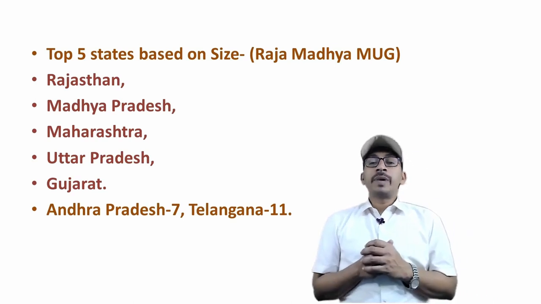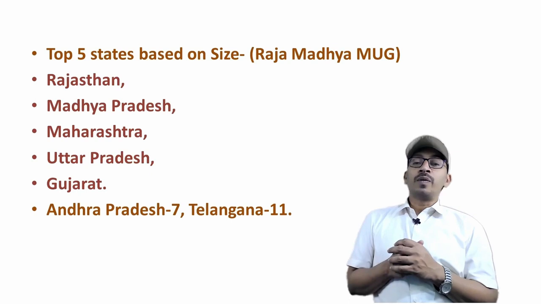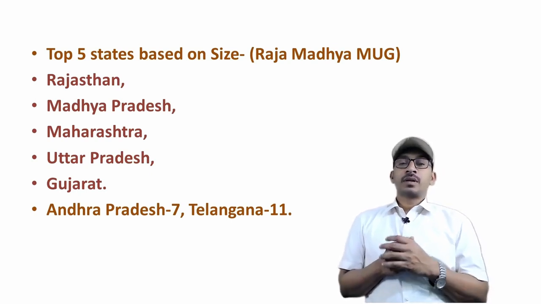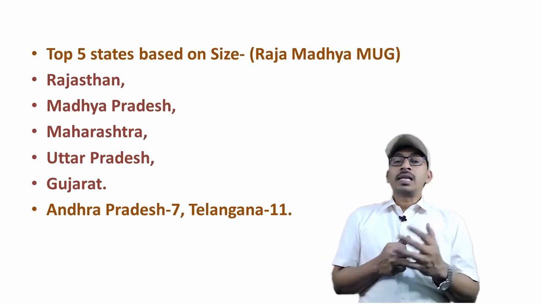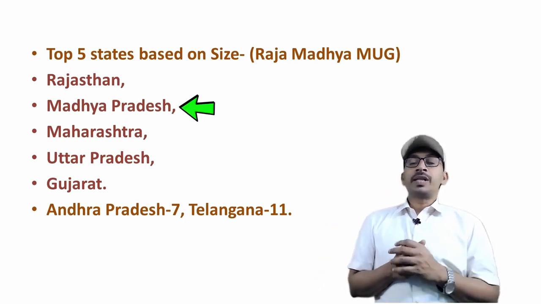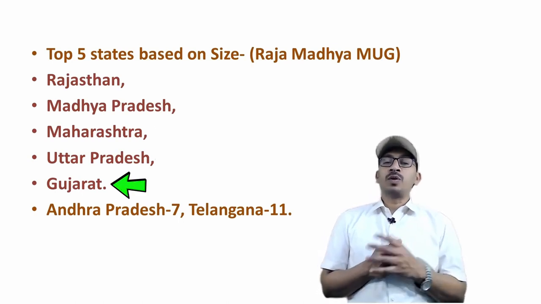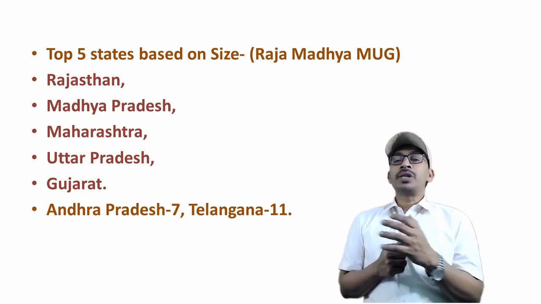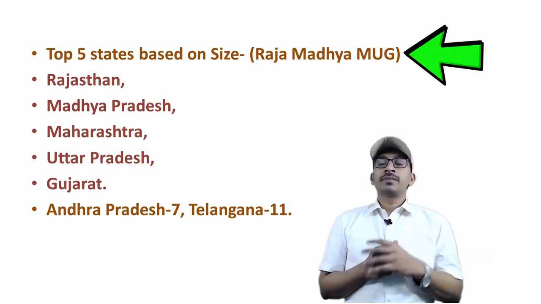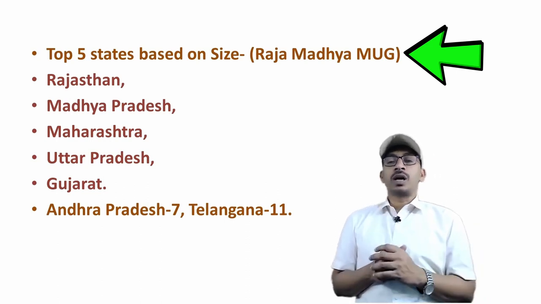The top 5 states based on size. We know that Rajasthan is the largest state and Goa is the smallest. The top 5 states based on area are Rajasthan, Madhya Pradesh, Maharashtra, Uttar Pradesh, and Gujarat. You can simply remember them as Raja, Madhya, MUG. Raja means Rajasthan, Madhya means Madhya Pradesh, MUG means Maharashtra, Uttar Pradesh, and Gujarat.